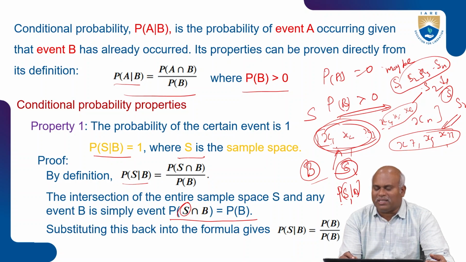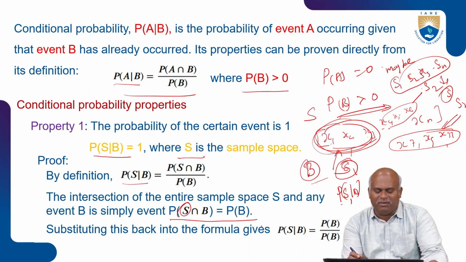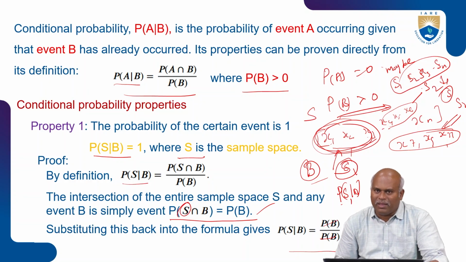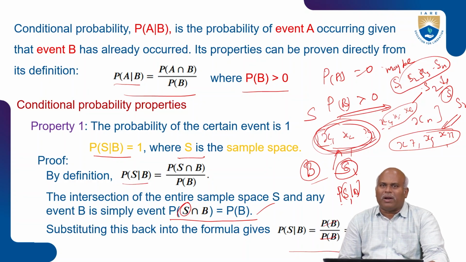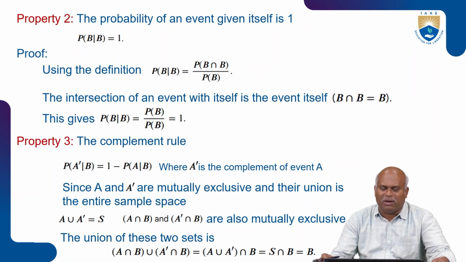So here I take one sample space x1, x2, x3. These events cover our entire event. So that is why P of S intersection B is equal to P of B. We need to substitute into our formula: P of S given B, that is the conditional probability, is equal to P of B divided by P of B. Both of these cancel, then we get 1. So the probability of a certain event is equal to 1. That is the first probability.